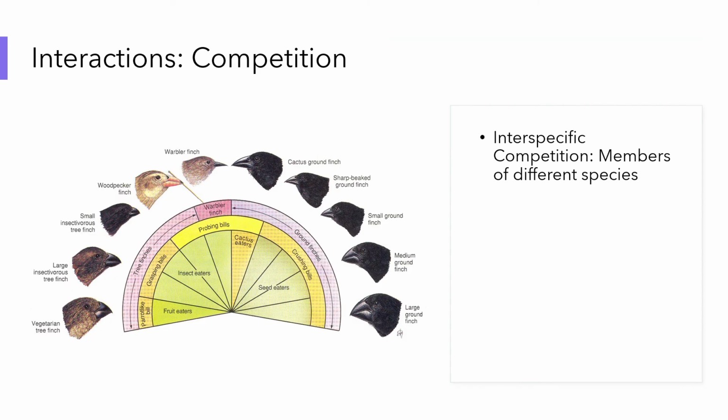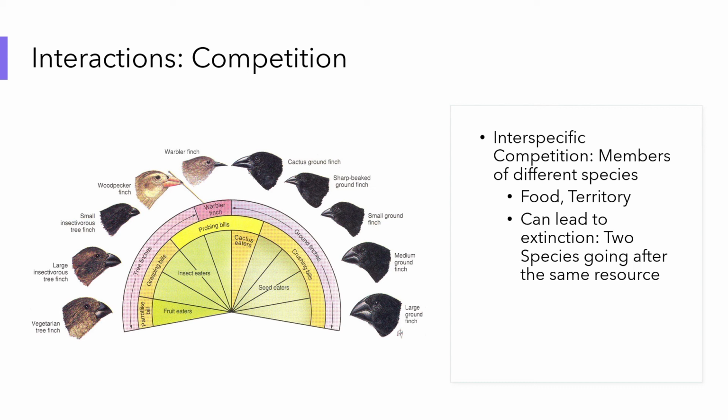Another way that competition can be done is through interspecific competition, members of different species. Okay, so we have a picture of the Darwin finches here. I'll explain it in just a second. But interspecifics, they're members of different species, so they're only going to be fighting over two things: food or territory. They're not going to be mating because, again, they're different species. They can't mate with each other.